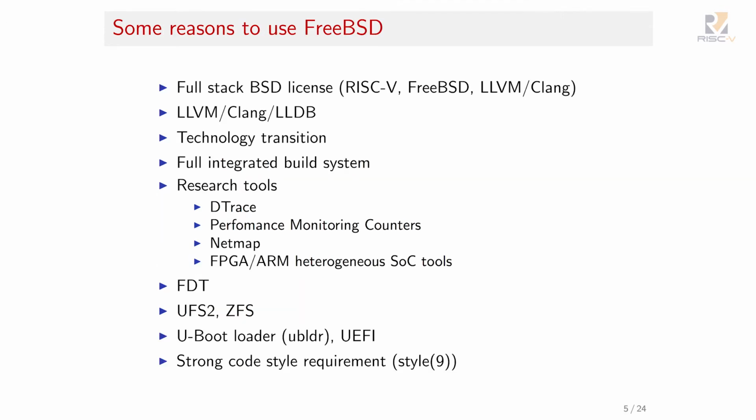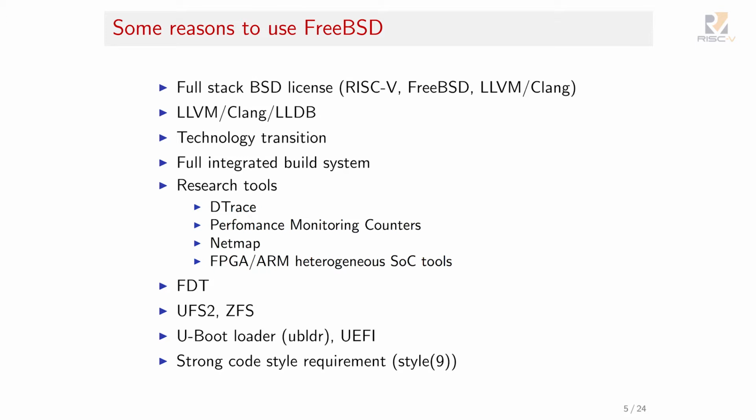So let's talk about the reasons to use FreeBSD. Of course, the main obvious reason is the BSD license. Using FreeBSD with RISC-V, we can get a fully BSD licensed hardware-software stack, giving us the easiest path for technology transition, and we can distribute our code with partners easily. FreeBSD also has an integrated build system, allowing us to build both kernel and user space with just two commands.